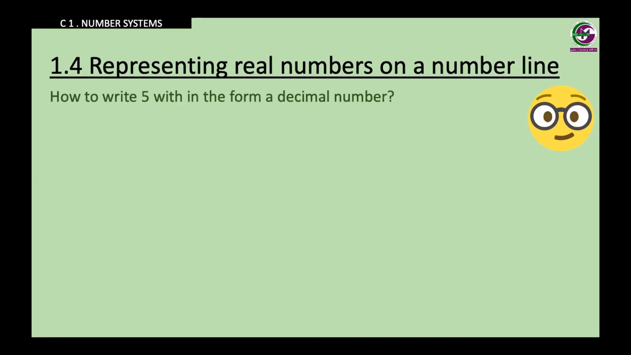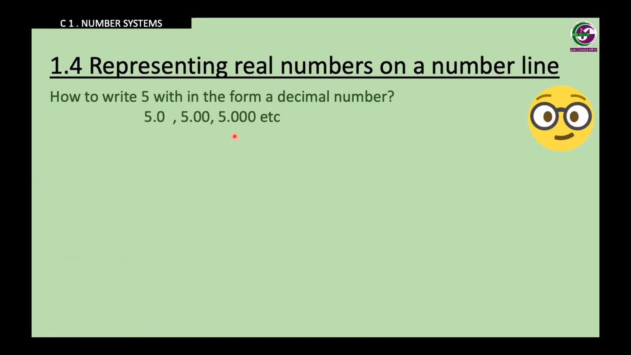So let me ask you a question. How do we write 5 in the form of a decimal number? 5 is not a decimal number now. We can rewrite it as a decimal number. Can you guess? It can be 5.0 or 5.00 or as many zeros as you want after the point. So this is the way you can represent a whole number in the form of a decimal number.